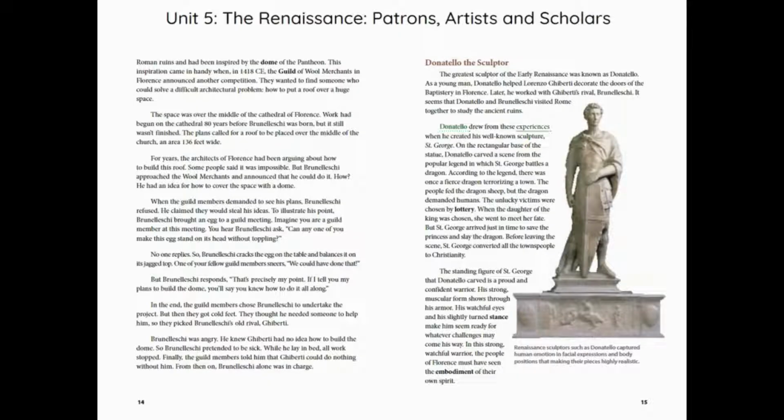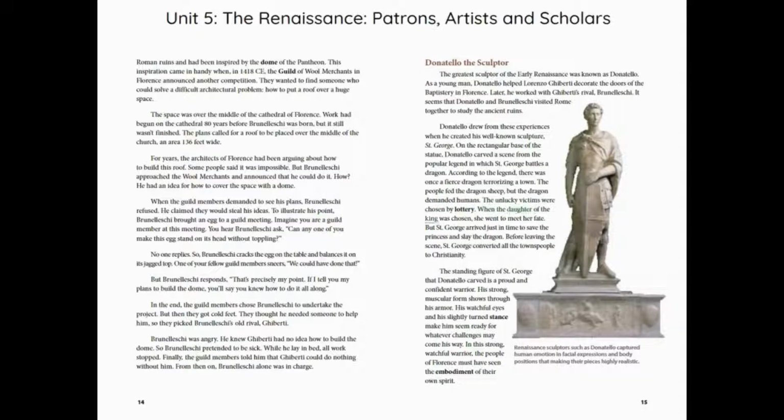Donatello drew from these experiences when he created his well-known sculpture, St. George. On the rectangular base of the statue, Donatello carved a scene from the popular legend in which St. George battles a dragon. According to the legend, there was once a fierce dragon terrorizing a town. The people fed the dragon sheep, but the dragon demanded humans. The unlucky victims were chosen by lottery.